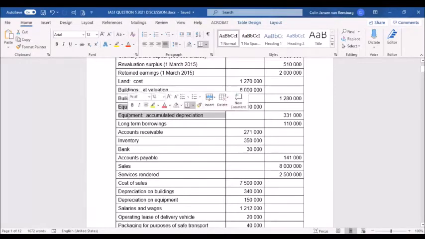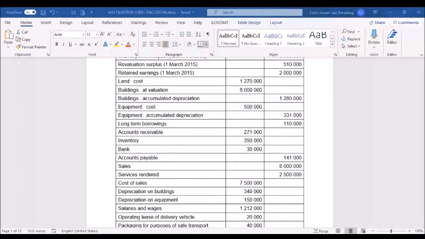There we've got equipment, the cost account and the accumulated depreciation account for equipment. So which category of non-current asset does equipment belong to? You've already started typing there. Thank you. Also PPE. Thank you all. Also property, plant and equipment.